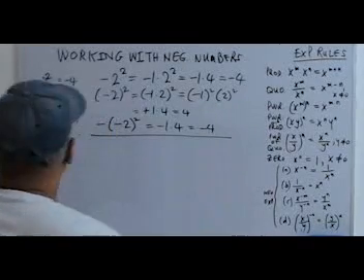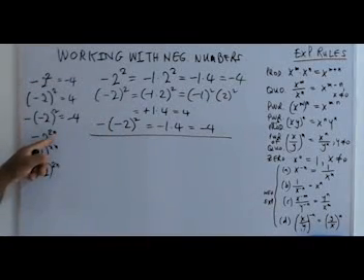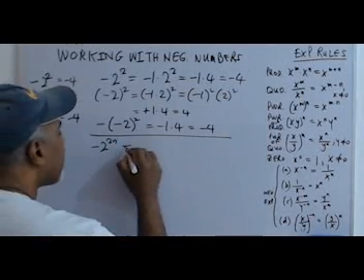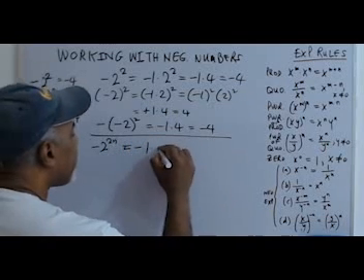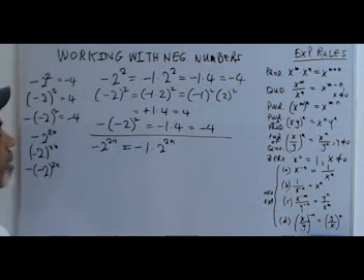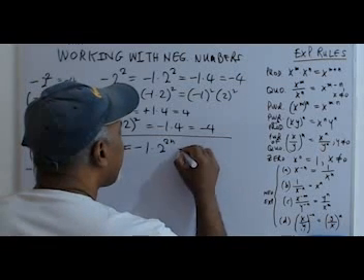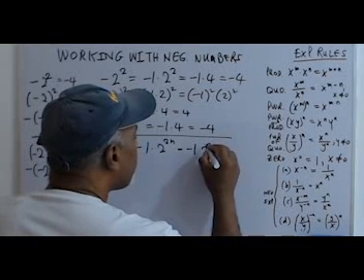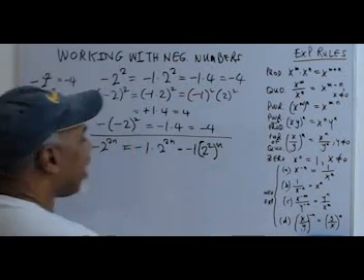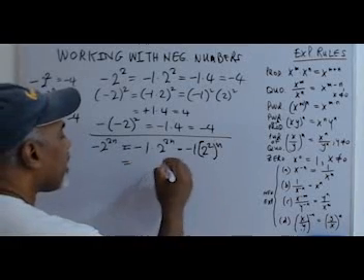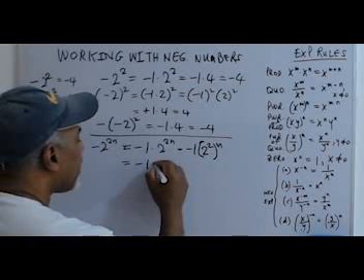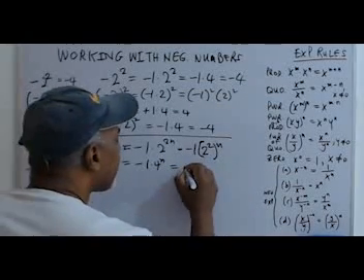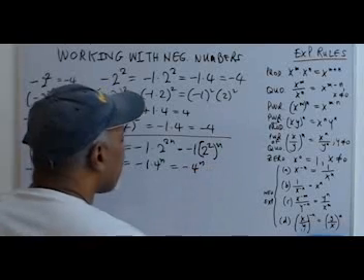Now let's look at some general situations where we have a general even power. Negative 2 to the 2n is equal to negative 1 times 2 to the 2n. But how much is 2 to the 2n? That's 2 squared to the n. 2 squared is 4, and that's being raised to the n. So we have negative 4 to the n as the result.